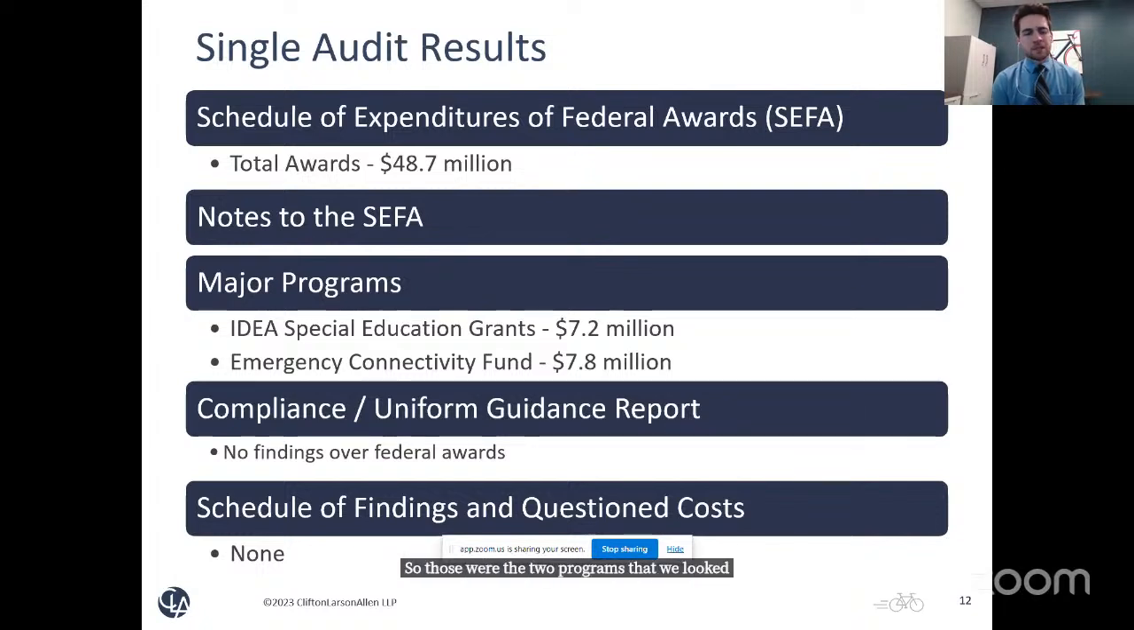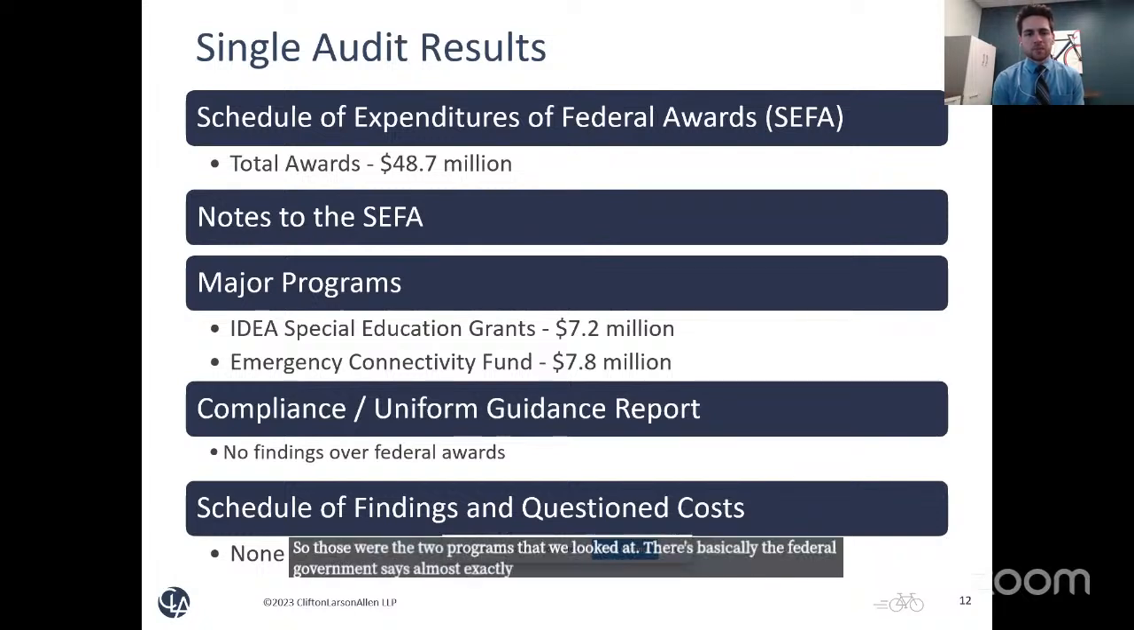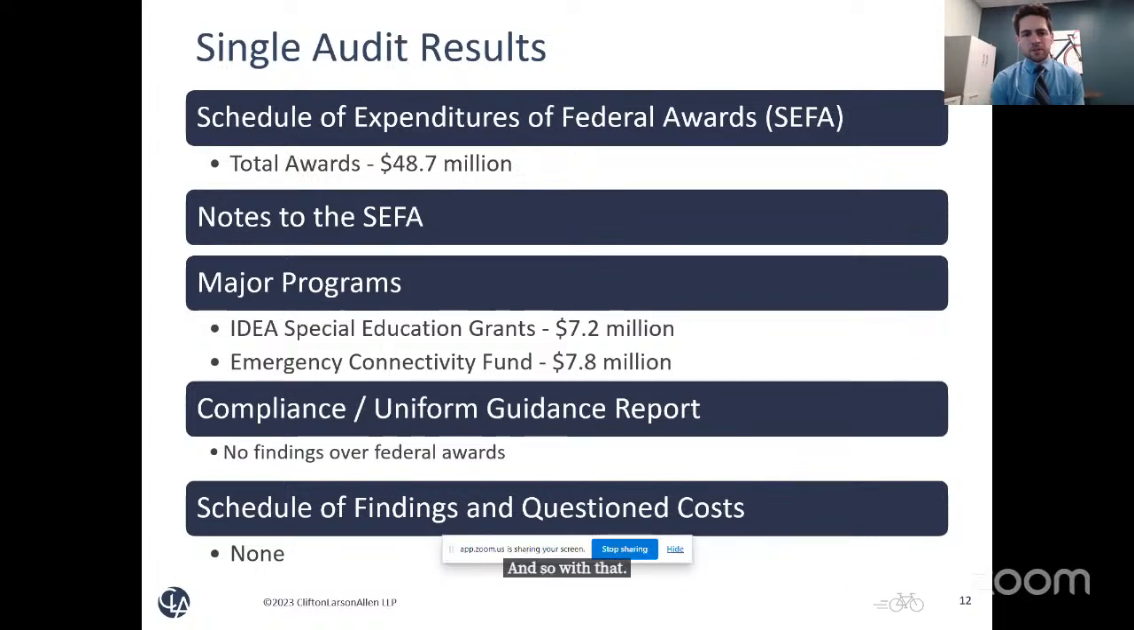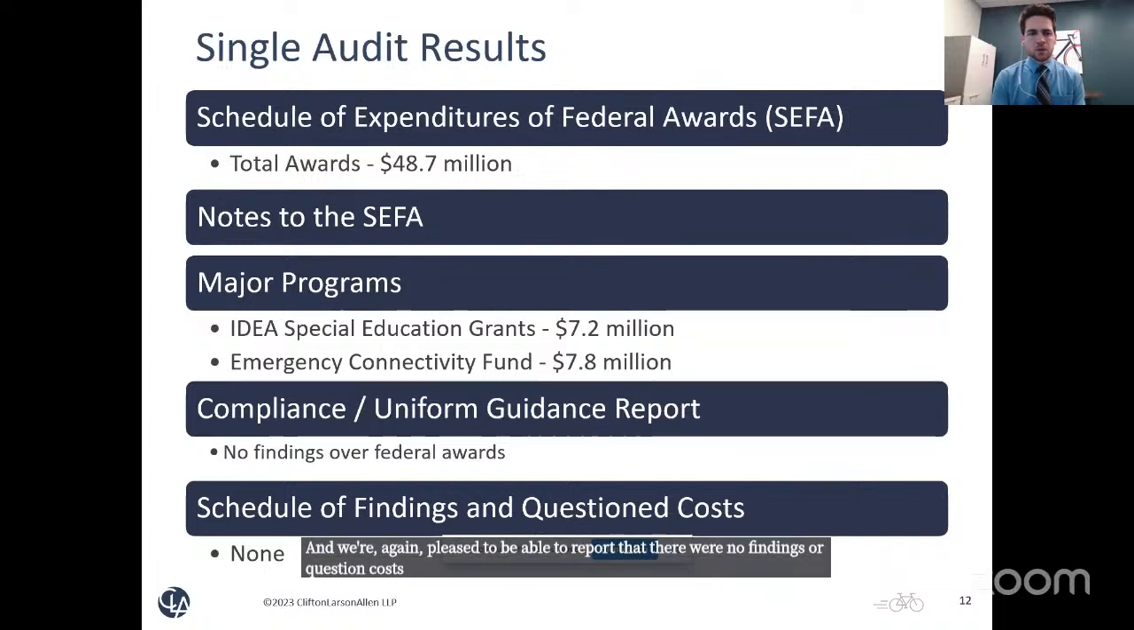The federal government says almost exactly how they want these programs to be tested, and so we follow all of the procedures that they lay out. And we're, again, pleased to be able to report that there were no findings or questioned costs. So basically no issues were detected as a result of this single audit.